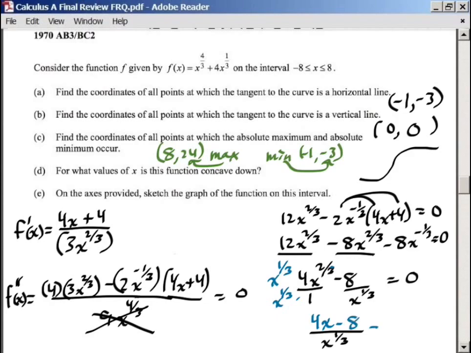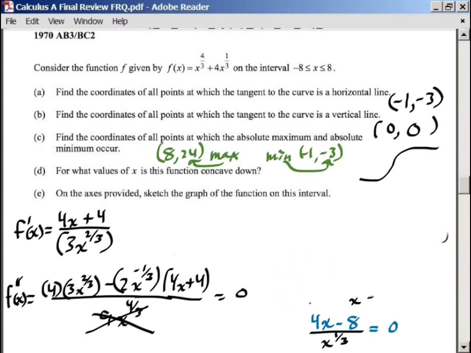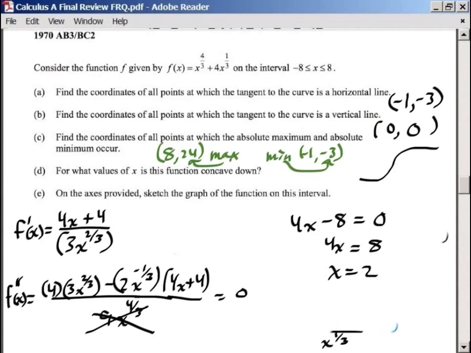minus 8 equals 0. Now, after I get that, again, we only care about the numerator, so we get 4x minus 8, because if we multiply both sides by x to the 1/3, you get this. Then we add 8 to both sides, we get x equals 2. So at x equals 2, we have an x-intercept. So if we have a visual at x equals 2, we have an x-intercept.